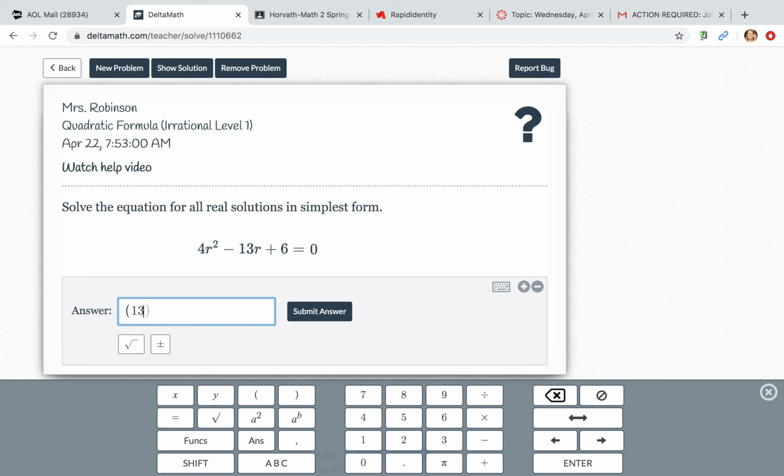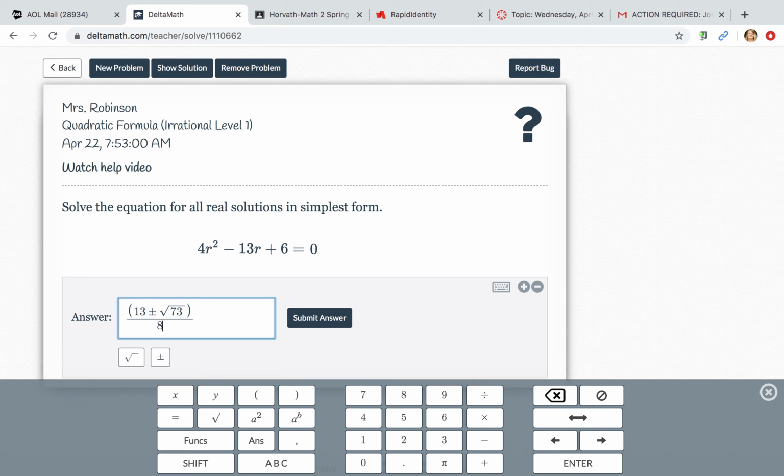So I'm going to type in 13. Come down here to click the plus or minus. Then I need the square root of 73, so I'm typing in square root 73. Then I'm going to right arrow out of it, and then hit divided by 8. And it creates the fraction like I want.